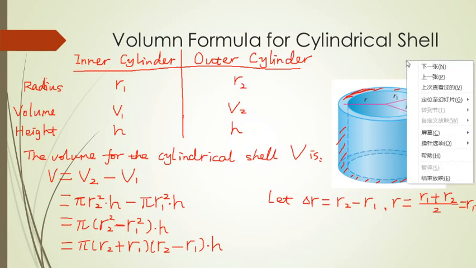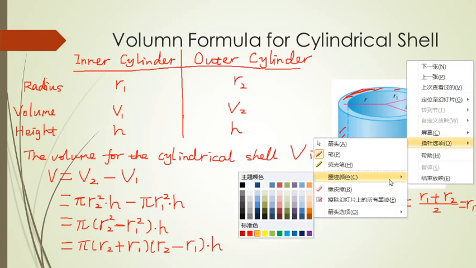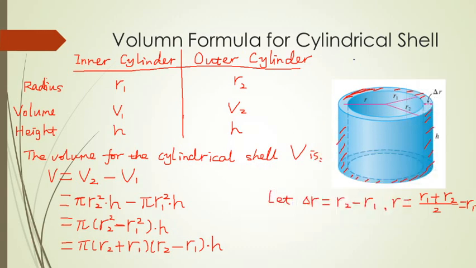Let me change it another color. So let me show you the circle with radius R. What is R? Average of the inner and outer radius. Circle with radius R in the purple color.